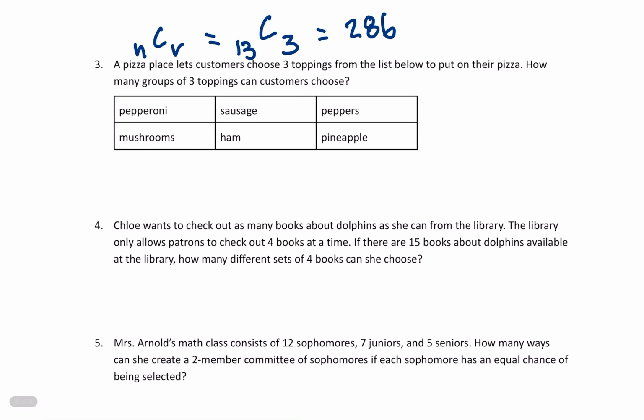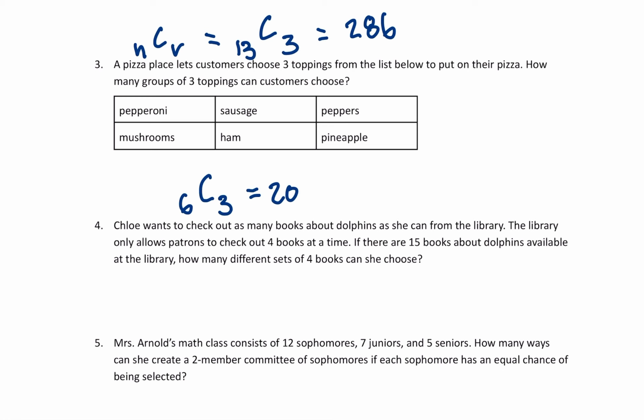A pizza place lets customers choose 3 toppings from a list below to put on their pizza. How many different groups of 3 toppings can customers choose? Well, we've got pepperoni, sausage, peppers, mushrooms, ham, and pineapple, which means we've got 6 different toppings, and we're choosing groups of 3. So 6 choose 3 gives us 20.